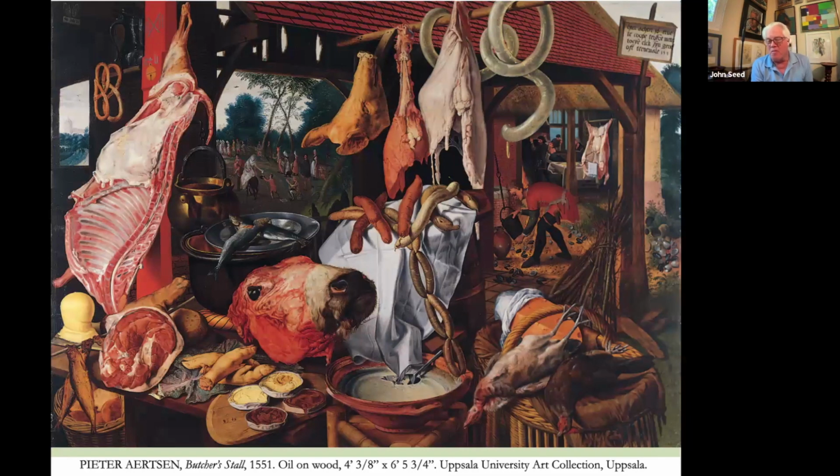This is an absolute favorite painting of mine. And to make us all feel it, to talk about it a little bit, the butcher stall from 1551. I want you to imagine that for people of this era, this was a symbol of incredible celebration and prosperity. It's almost like every kind of food you could imagine.